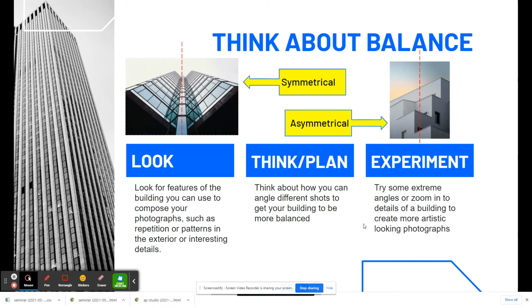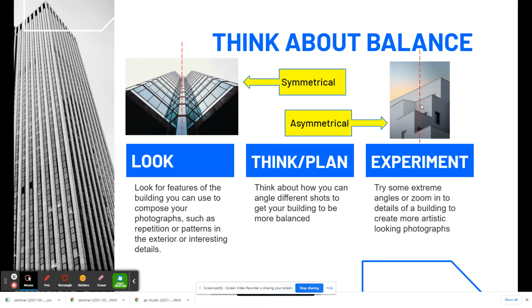Think about balance. A lot of times in architectural photography, they show things that are pretty symmetrical, right? So symmetrical means it's even on both sides. So here's an example of symmetry, even on both sides. And you could easily do this with cropping. You may have taken the picture over here, right? But you can crop it so that it looks like it's centered. So it's up to you.